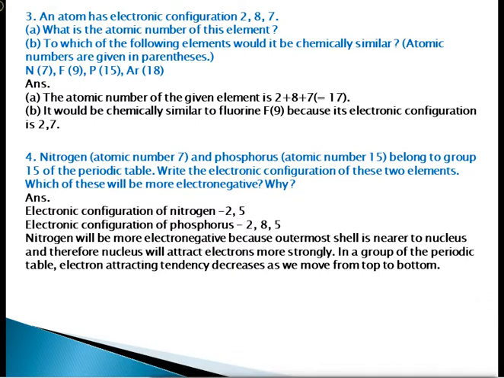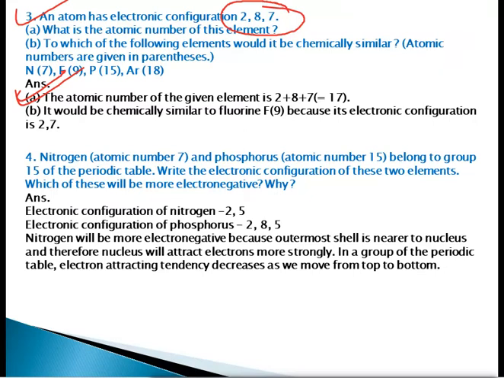Now the third question which we are going to discuss is this one. An atom has electronic configuration 2, 8, 7. What is the atomic number of the element? For finding the atomic number, what we have to do? We have to add the electrons according to electronic configuration. So 8 plus 2 is 10. 10 plus 7 is 17. So atomic number of that element is 17. Can you tell me which element is having 17 atomic number? It's chlorine.